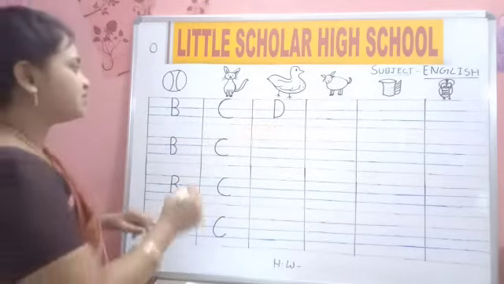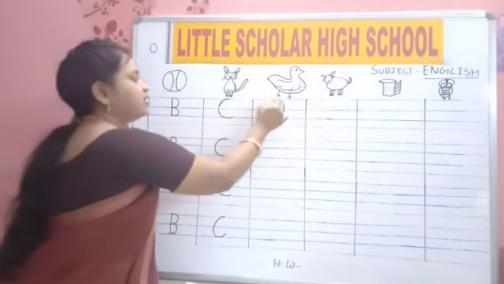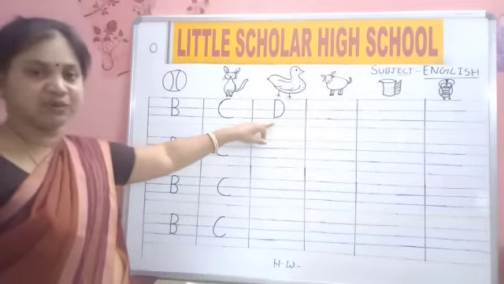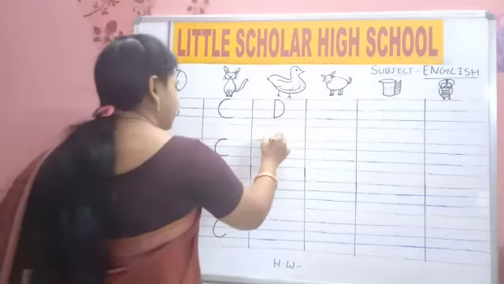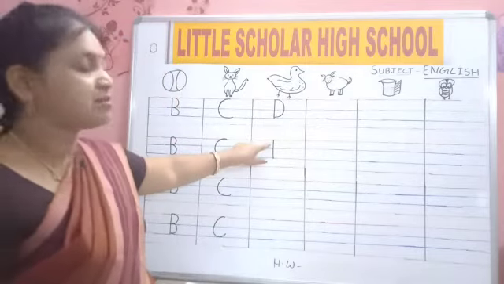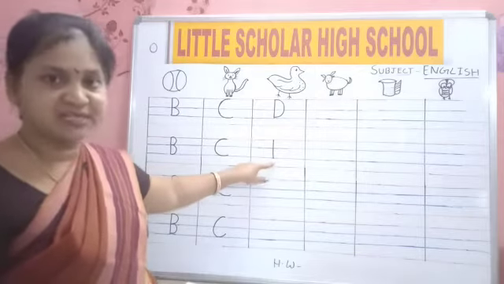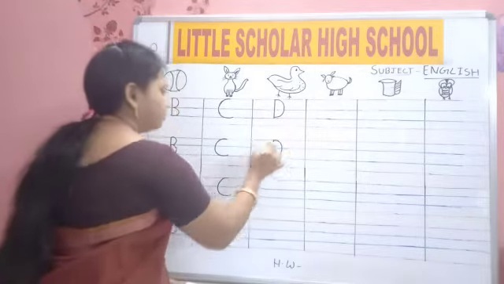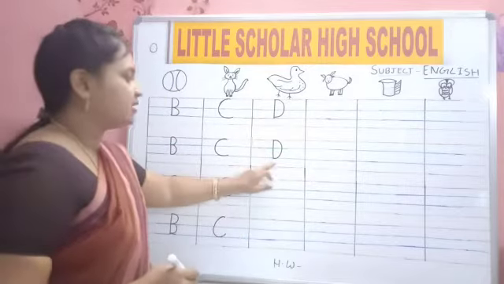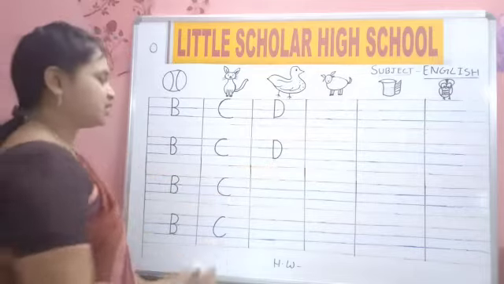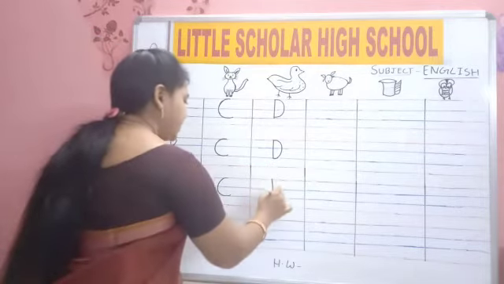Capital D. For C, how do we write? This side. No, for D we will write that side. Yes, capital D. Once again, shall we write? One standing line from the red line to the second blue line. After that, one big curve touching the red line to the blue line. What is this? D.